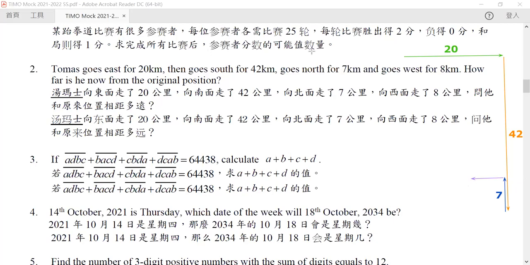So now here comes my question. At the very beginning, it starts from here. And it ends in here. So what's the distance between these 2 points?